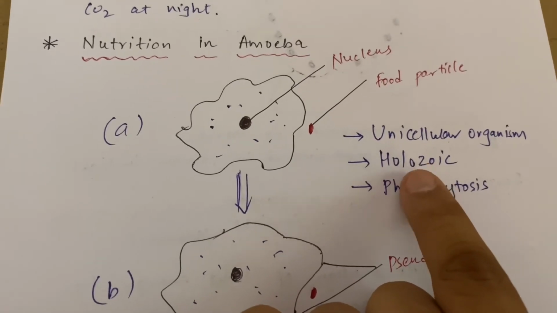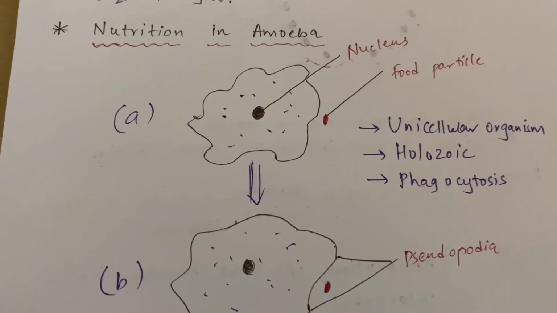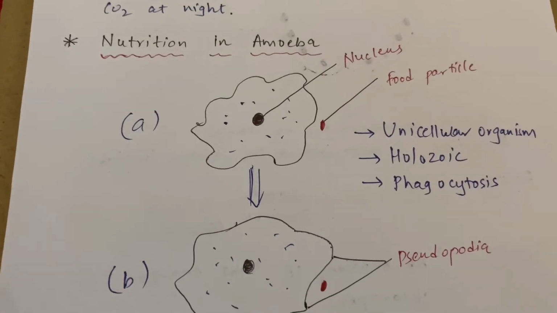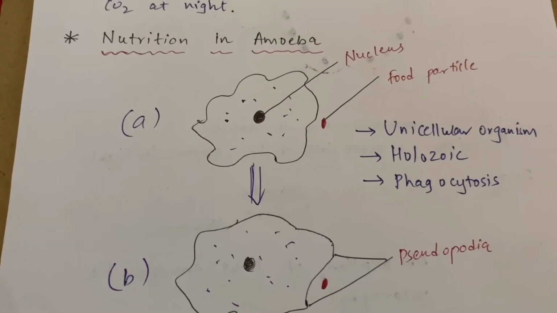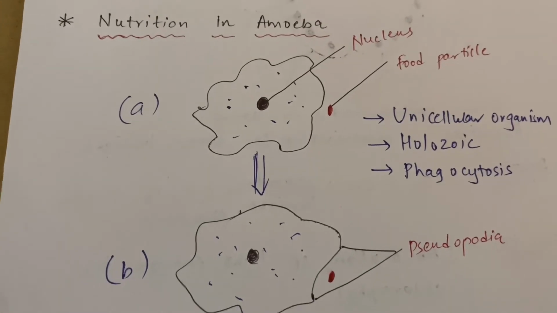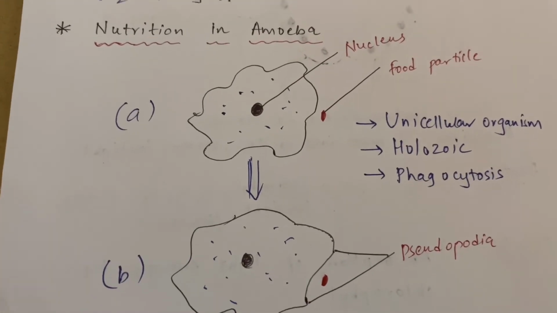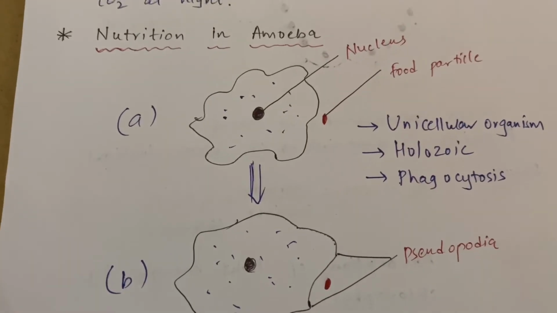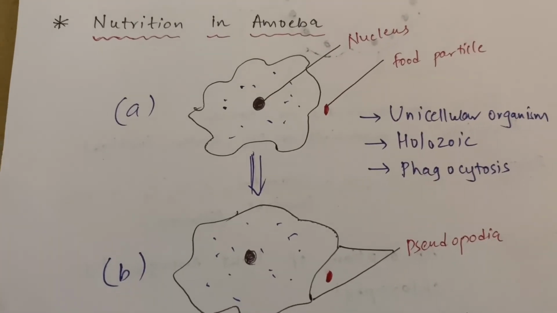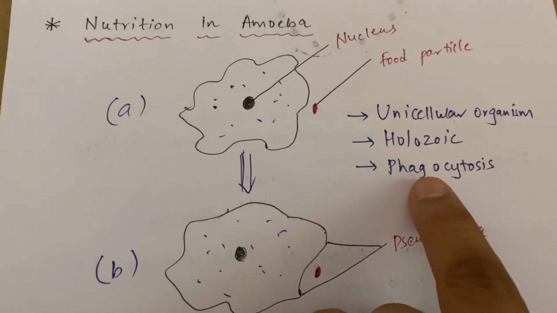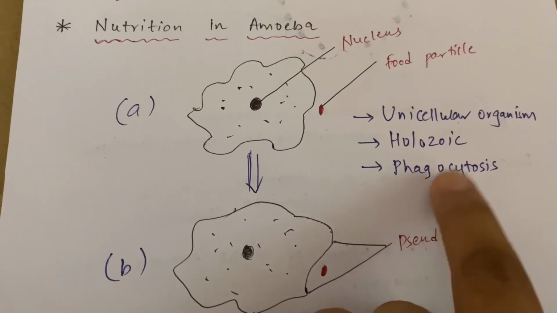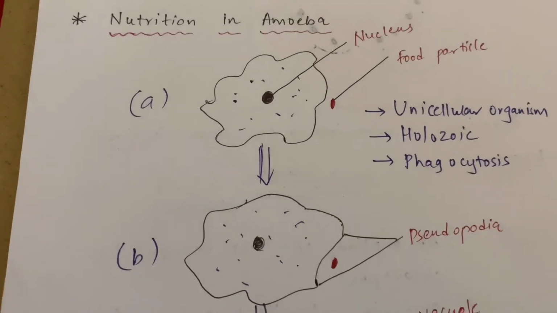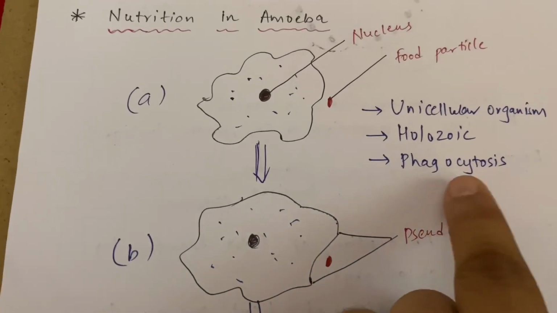Now first of all, what do you mean by holozoic? Holozoic mode of nutrition means when a whole organism is taken as food, that type of nutrition is called holozoic nutrition, correct. So the amoeba takes the whole organism as food. As a result, the mode of nutrition in amoeba is holozoic. Now the process of obtaining food in amoeba is termed as phagocytosis. These 3 points you need to remember. The process by which the amoeba takes the food is termed as phagocytosis, correct.